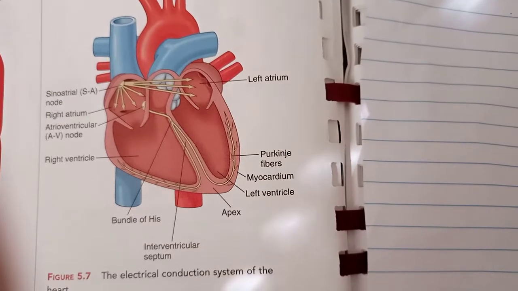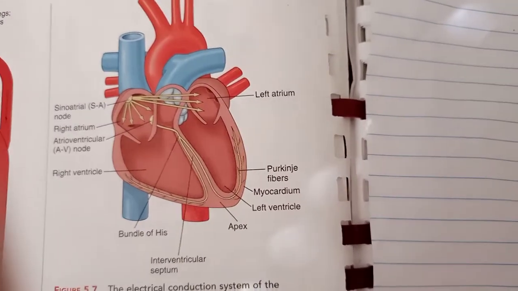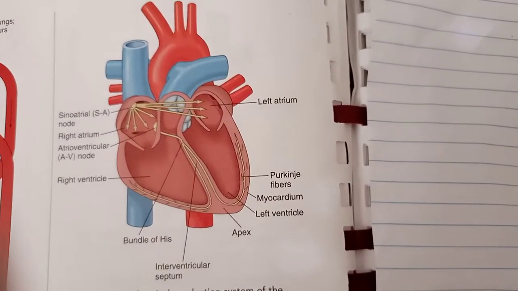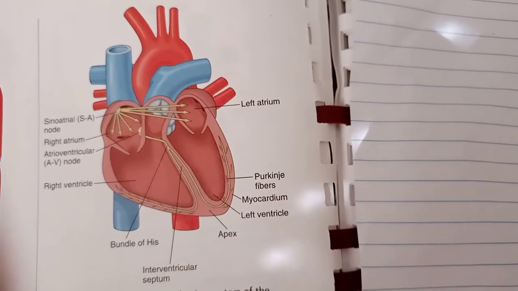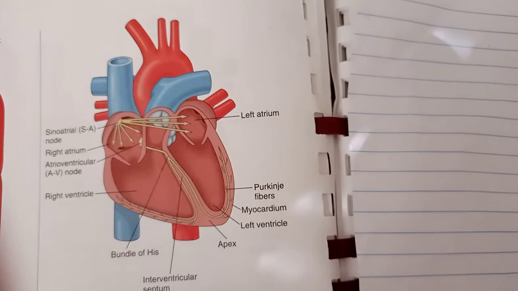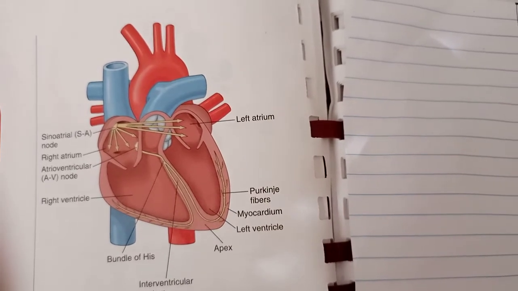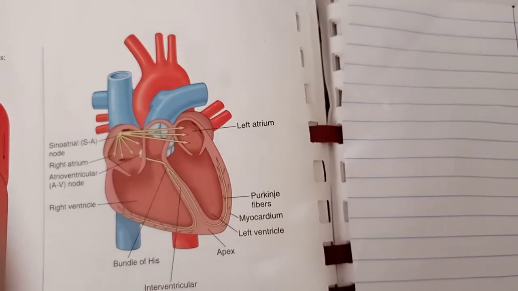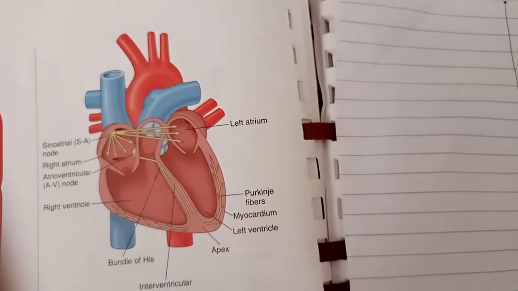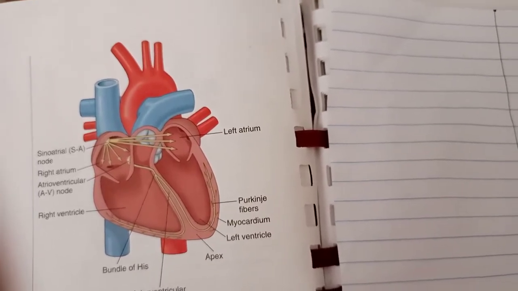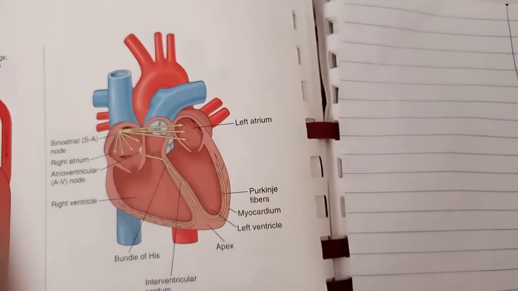Today I am going to talk about the conduction system of the heart. The function of the heart is to pump the blood throughout the body. It contracts and relaxes. It keeps on contracting and relaxing throughout the day, throughout life. This is because of the electricity that is produced in a system of specialized tissue that is present inside the heart.